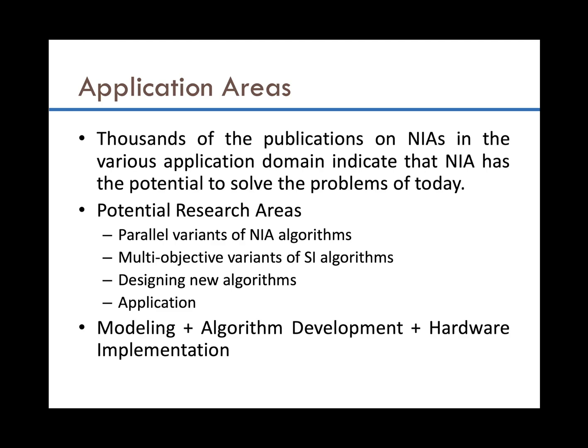So what I suggest is that in nature inspired algorithms, potential research areas are these. We can develop parallel variants of the available nature inspired algorithms. We can develop multi-objective variants of the available swarm intelligence or nature inspired algorithms. We can design new algorithms in this category, or we can apply these algorithms to new application problems. So these are the three phases of the application: we need to model the problem as an optimization model, for that model we need to develop a nature inspired algorithm, and then of course we need to implement it on hardware also.